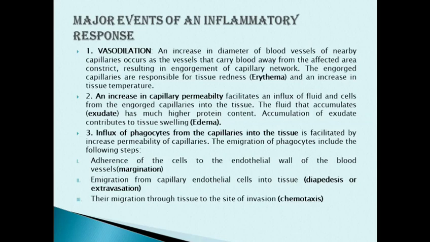Third is influx of phagocytes from the capillaries into the tissue. It is facilitated by increased permeability of capillaries. Now, the immigration of phagocyte includes the following steps. That is the influx of phagocyte from the capillary to the tissue. It occurs by following three steps. First step is margination. What is that? Adherence of cell to the endothelial wall of the blood vessel. Second is diapedesis or extravasation. That is immigration of capillary endothelial cell into tissue. And number three is chemotaxis, their migration through tissue to the site of invasion.